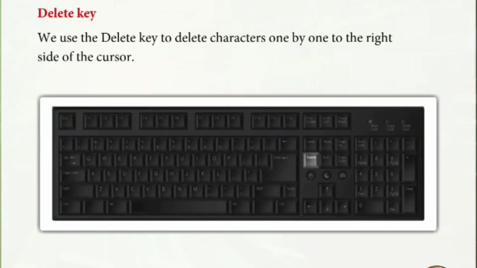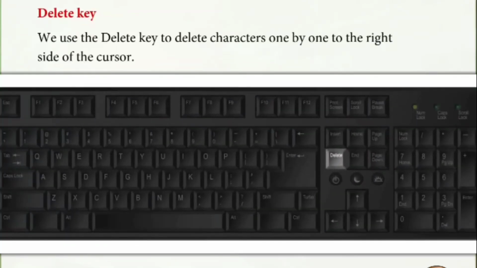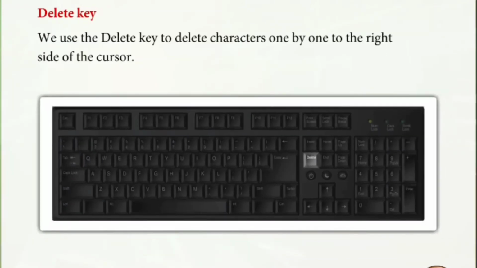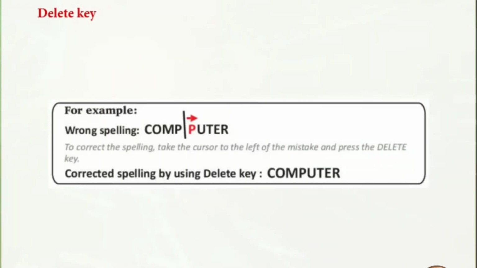Delete key. We use the delete key to delete characters one by one to the right side of the cursor. For example, wrong spelling, computer. To correct the spelling, take the cursor to the left of the mistake and press the delete key. Corrected spelling by using delete key, computer.